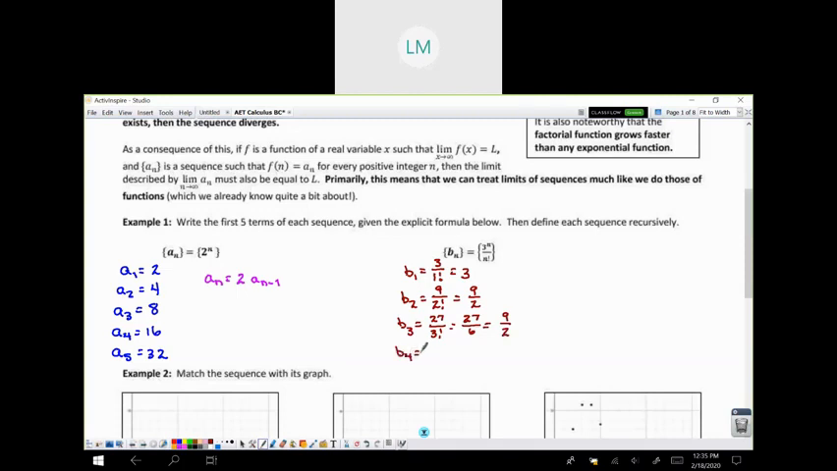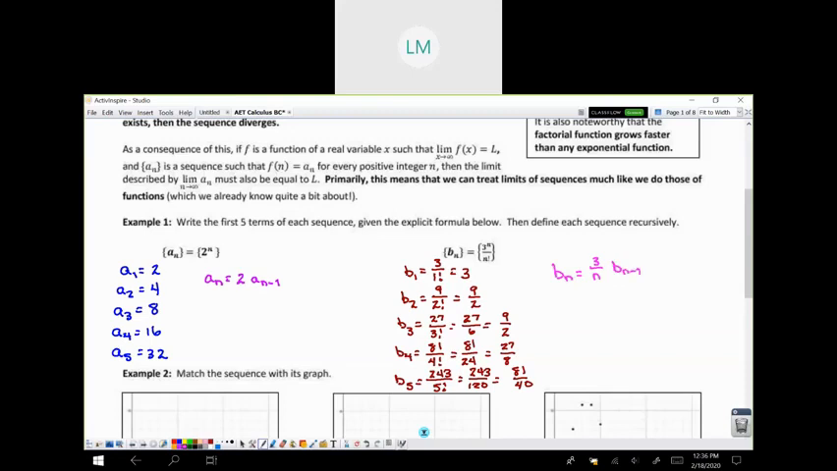b4 is going to be 3 to the 4th, so 81 over 4 factorial is 81 over 24, which simplifies to 27 over 8. b5 is going to be 243, 3 to the 5th, over 5 factorial. So 243 over 120, which simplifies to 81 over 40. Now, our recursively defined sequence, I can see that I'm going to multiply each term by 3 over n, and then b sub n minus 1.